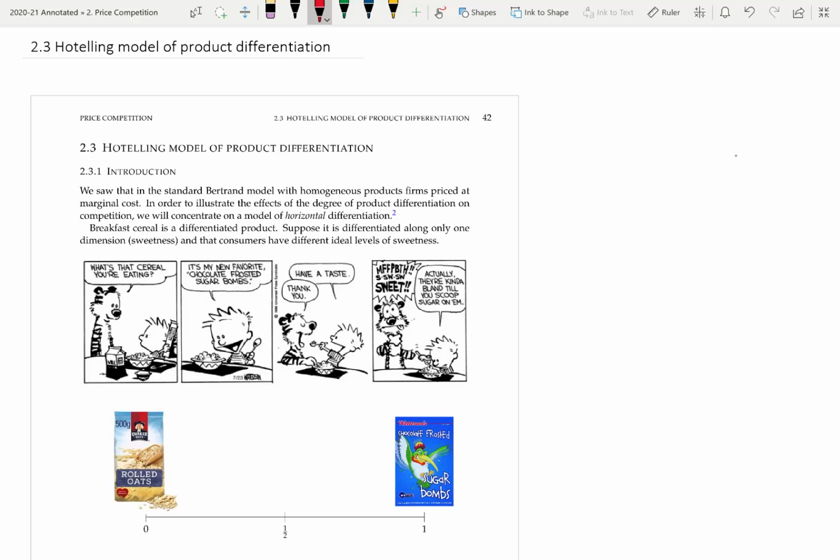We can represent products as points along the line, and we can also represent consumers' ideal sweetness as a point along the line. So Calvin likes very sweet cereals. Let's suppose Calvin's ideal variety is a sweetness of 1, whereas Hobbes is somewhere over here. He likes a less sweet cereal.